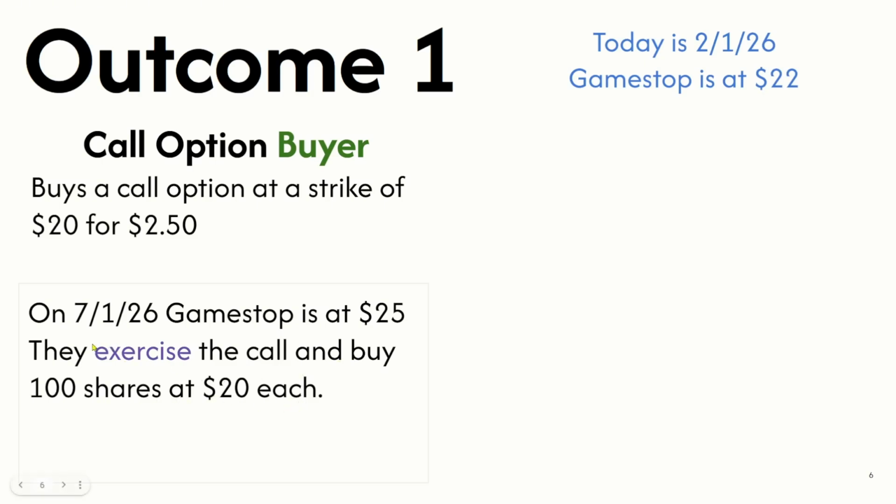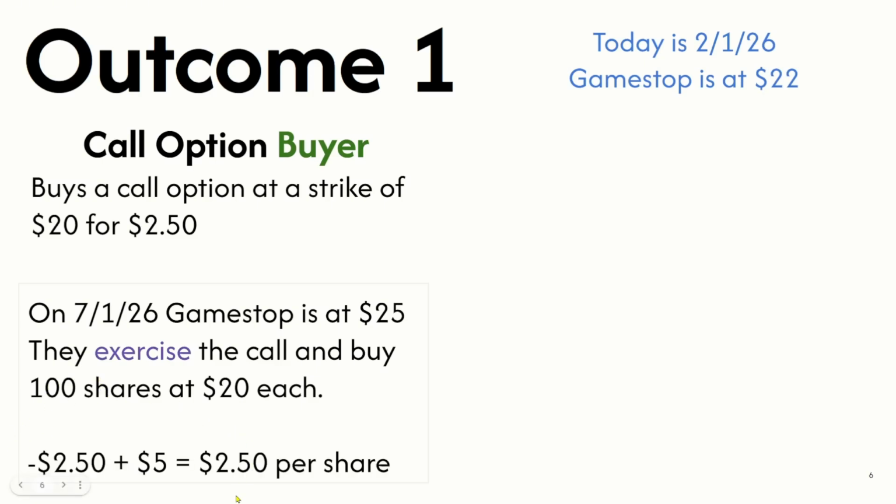So remember, exercising is just going through this process of actually ending the contract and buying the shares. Now, it's 100 shares because this is the standard amount of shares in an option contract. So anytime you're dealing with options, one option would be for 100 shares.